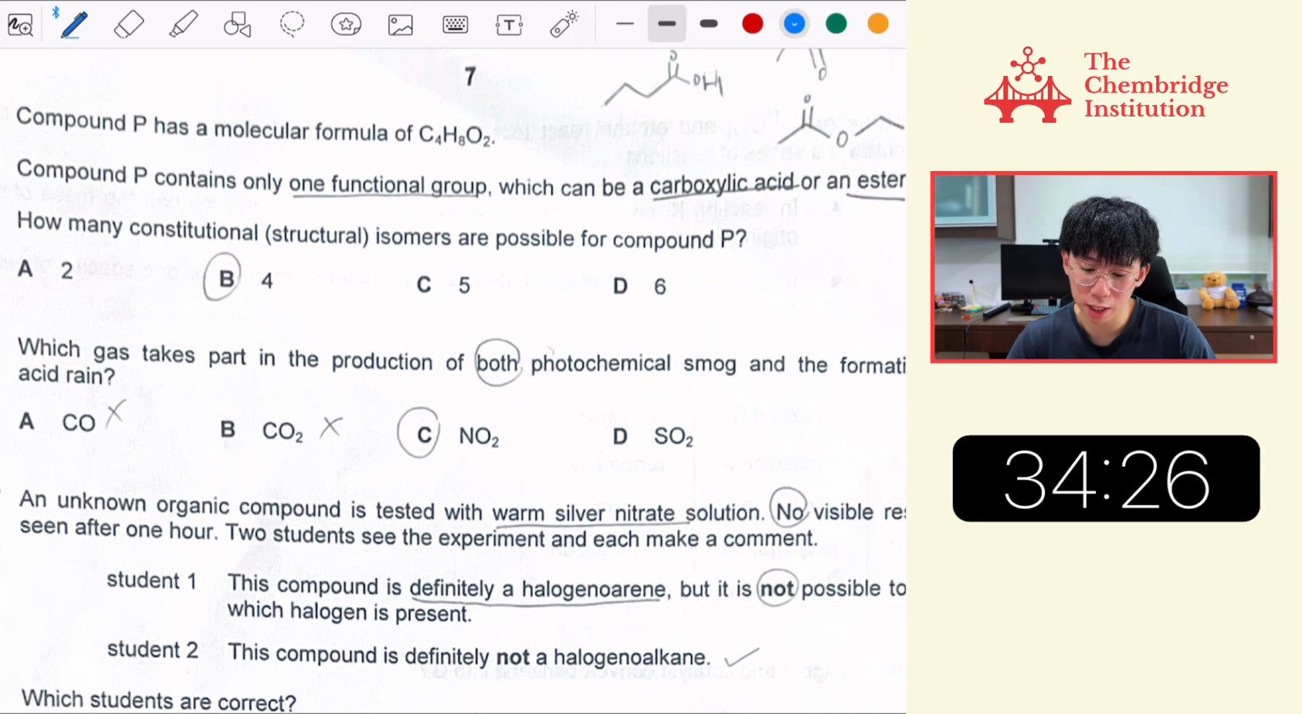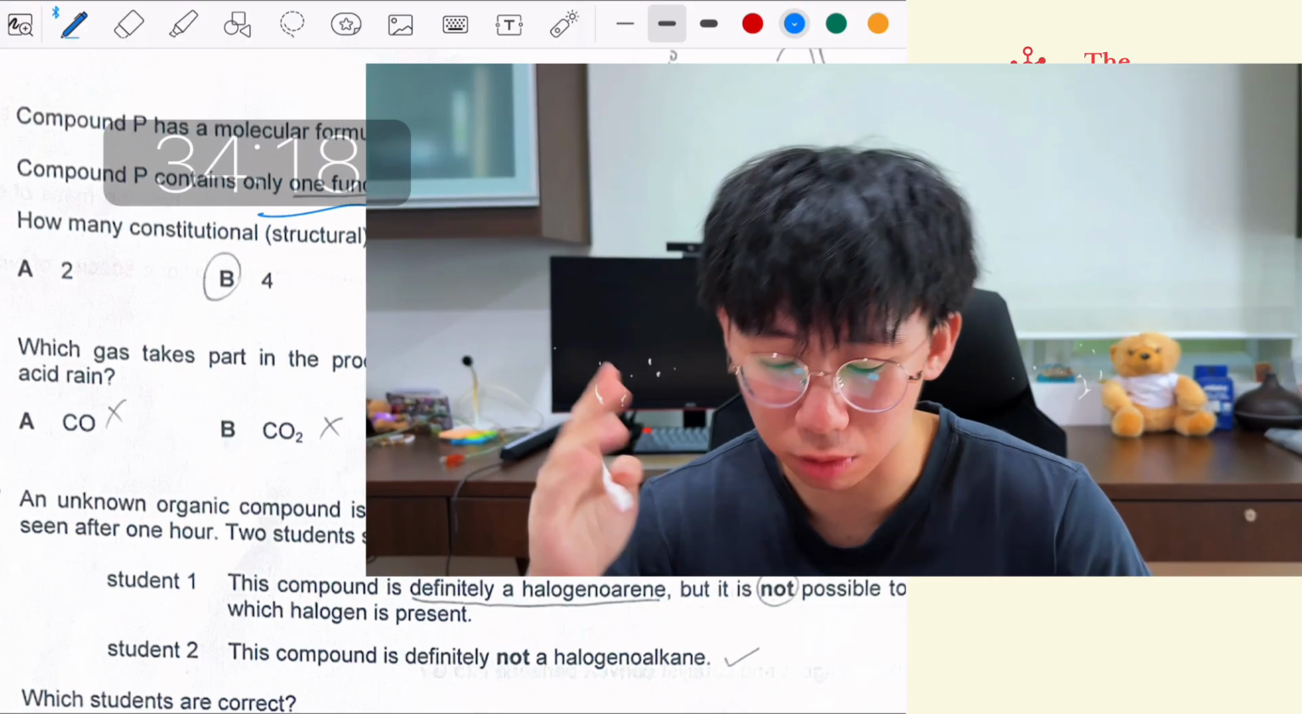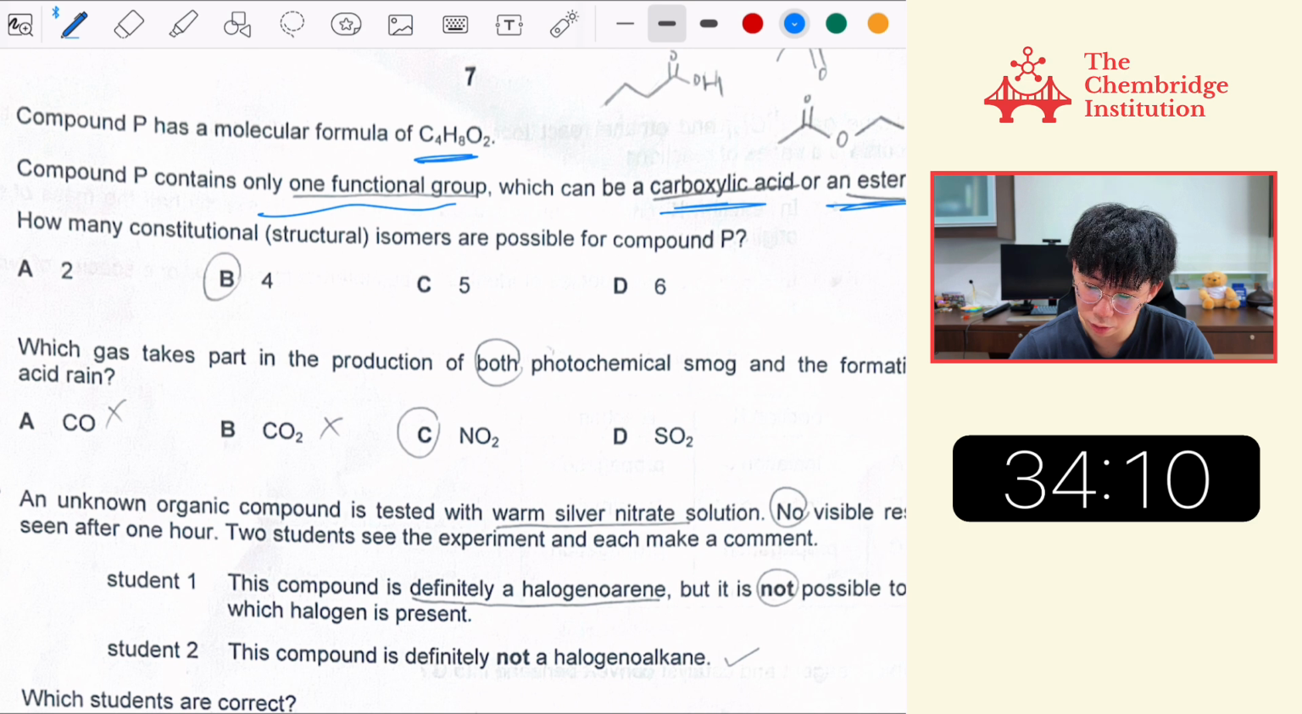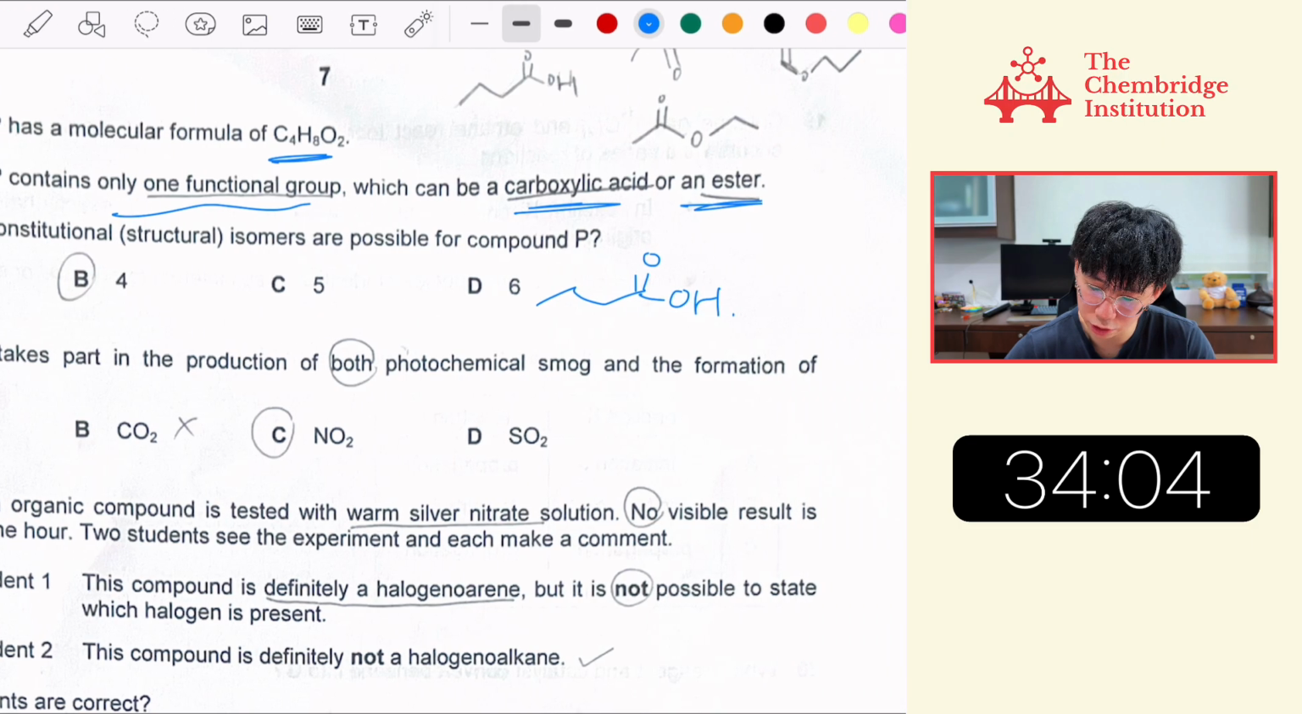Next, compound P has a molecular formula of this, C4H8O2. It contains only one functional group, which can be a carboxylic acid or an ester. So how many structural isomers? Oh my goodness, it's so annoying. Okay, so you have to. Let's look at the easiest one, which is 4 carbons. Let's start with a carboxylic acid group, right? So it's 4 carbons.